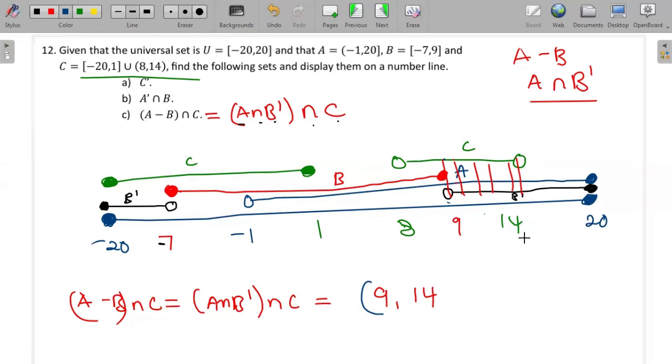I come to the end point of 14. Is it there in the C? No. So if it's not there in one, then it will just be a curved bracket like that. So this here is our A minus B intersection C. Any questions there?